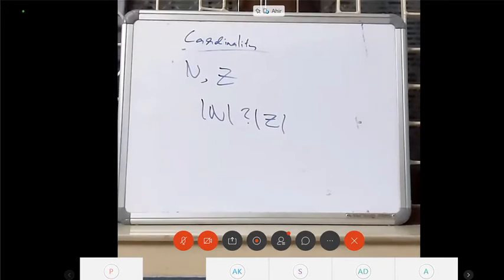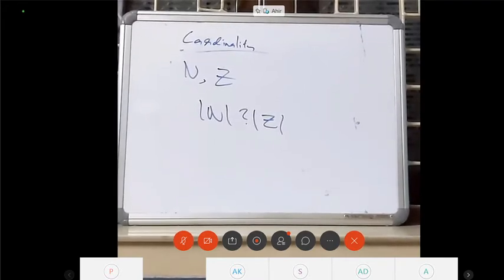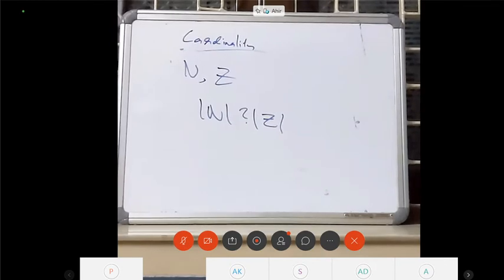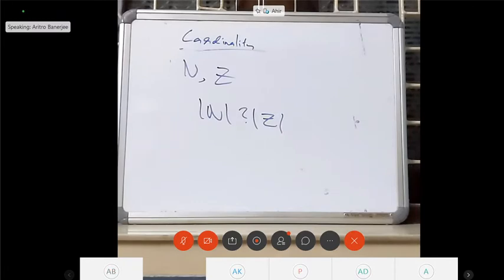Is there a bijection again? So what's the bijection in this case? Let us define every element of N as n_i and Z as z_i. So we get z_i equals n_i minus 1. For every element n_i, we have one image in z_i. So we can say it is a bijection.